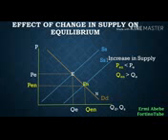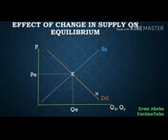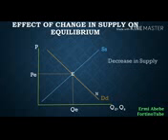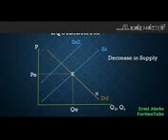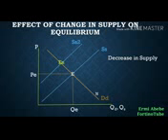Then the fourth scenario is supply, because of a change in its determinants. One determinant changed and supply decreased. That is going to be a shift to the left, meaning the supply curve shifts to the left. Then where will the new equilibrium be? The new equilibrium will be at this point. Then the new equilibrium price will be at this point and the new equilibrium quantity is at this point.